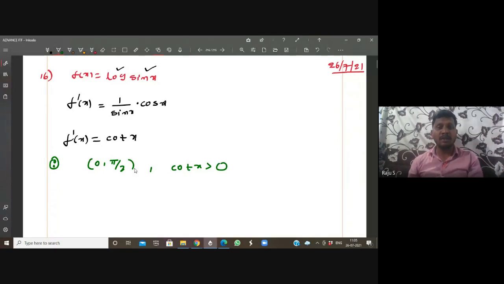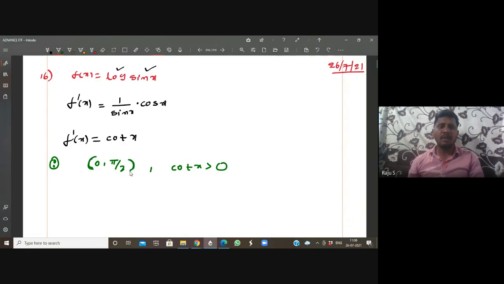I'm taking an open interval, not a closed interval, because cot 0 is infinite. Whenever it is infinite, it is undefined. Undefined means it is not continuous. If it is not continuous, how will it be differentiable? It is not differentiable. Okay, so you should take an open interval. Continuous generally in a closed interval. It is also not continuous at 0.